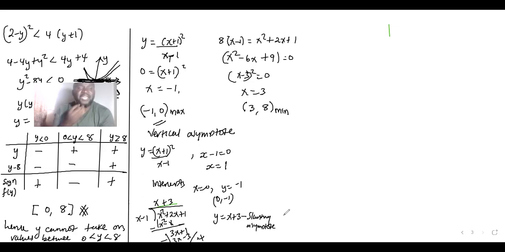And by now, I expect everyone to be an expert in coordinate geometry. When you're sketching that line, you just investigate the intercepts. When y is 0, x is -3. When x is 0, y is +3. Okay? So let us sketch.